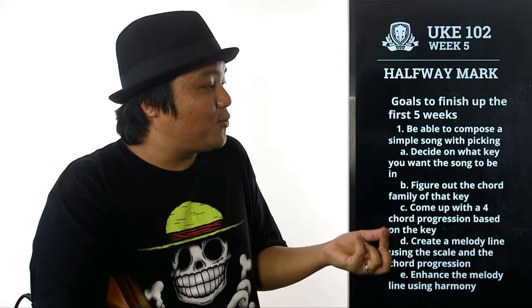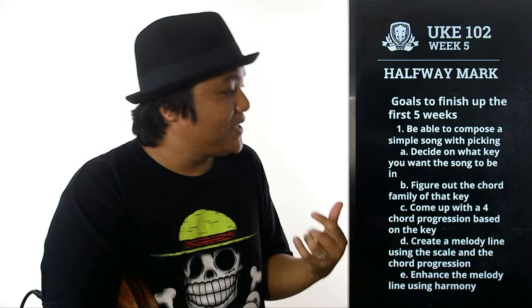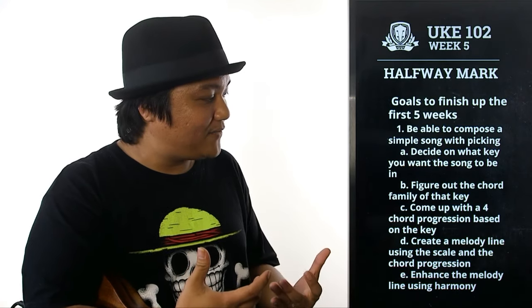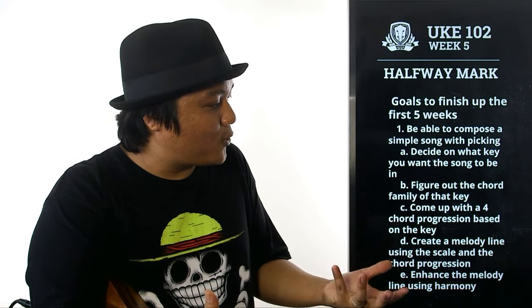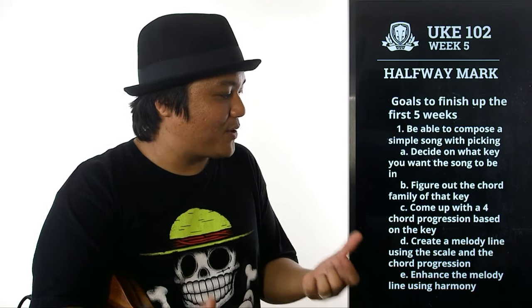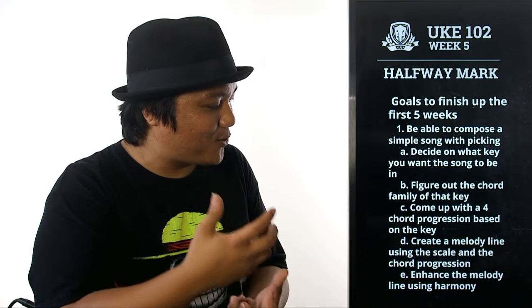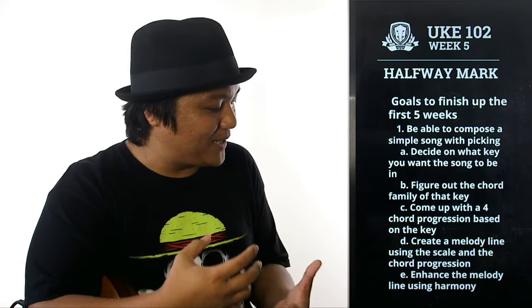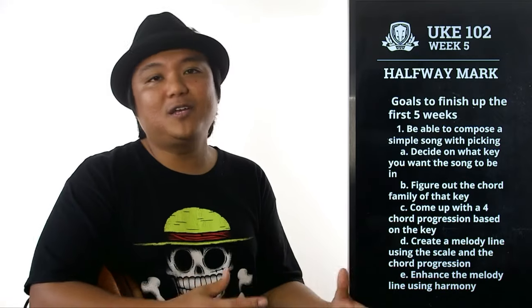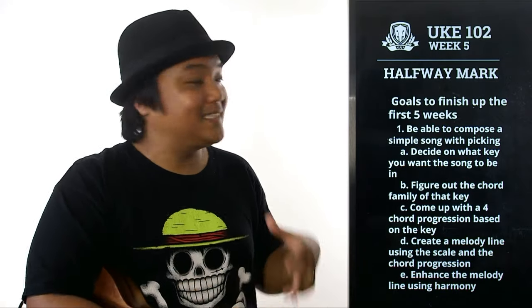First, we're going to decide what key we want the song to be in. Next, we're going to figure out the chord family of that key. Come up with a 4-chord progression based on that key. Then we're going to create a melody line using the scale and the chord progression. Then we're going to enhance the melody using harmony. So everything that we've learned in the past 5 weeks leads up to this.